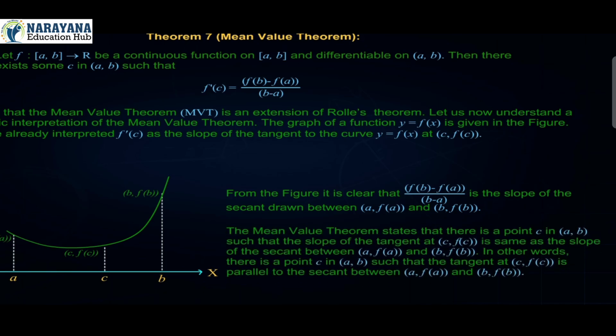The mean value theorem states that there is a point c in the open interval (a, b) such that the slope of the tangent at (c, f(c)) is the same as the slope of the secant between (a, f(a)) and (b, f(b)). In other words, there is a point c in (a, b) such that the tangent at (c, f(c)) is parallel to the secant between (a, f(a)) and (b, f(b)).